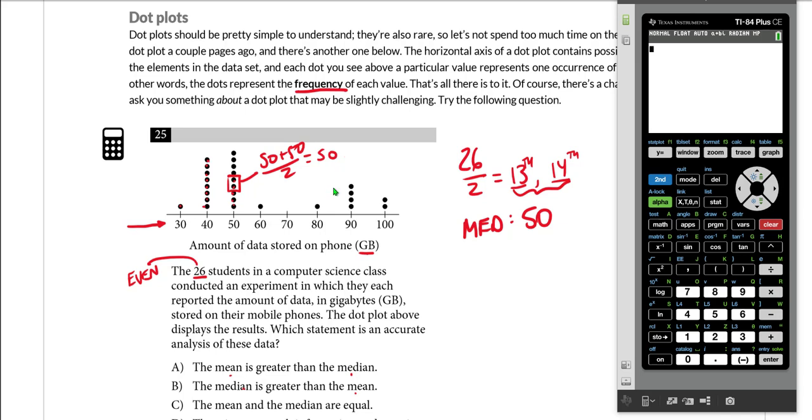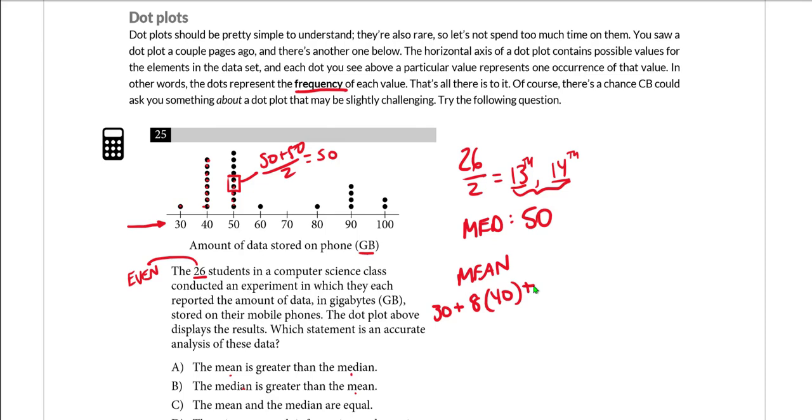Now, in terms of finding the mean, there is an efficient way to calculate the mean here. So what I'm going to do is I'm going to take the 30. I'm going to add that to how many 40s? 1, 2, 3, 4, 5, 6, 7, 8 40s. 8 times 40. I'm going to add that to 9. I shouldn't have to count all these up. I can see that there's one more 50 than there are 40. So that's 9 times 50.